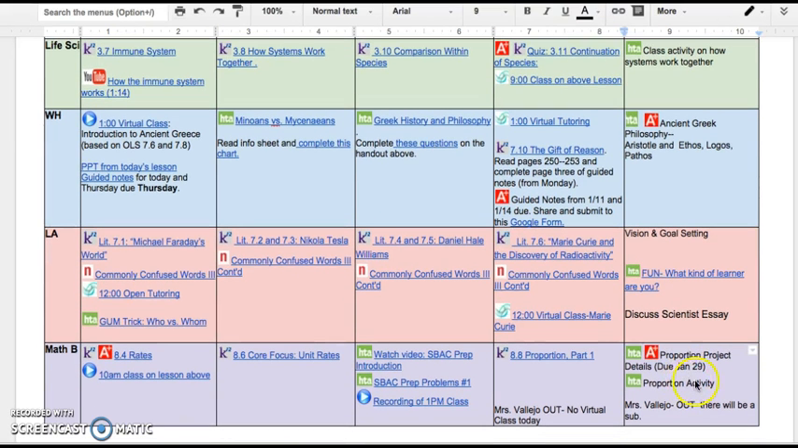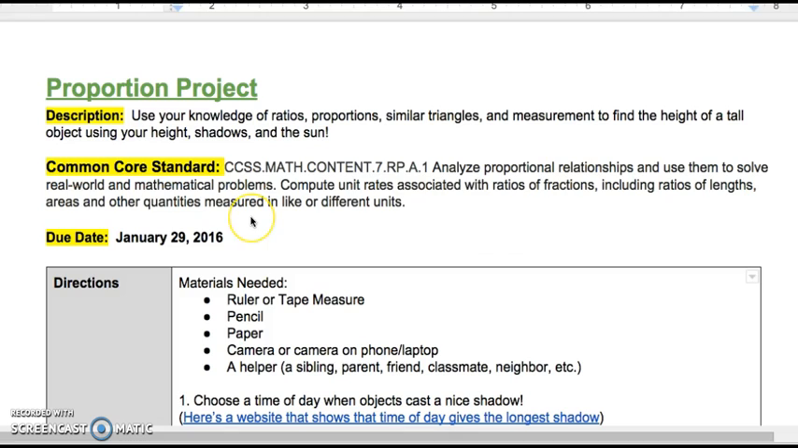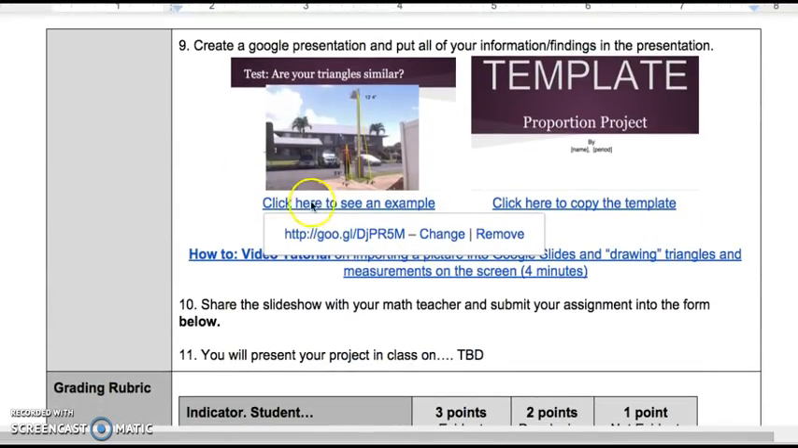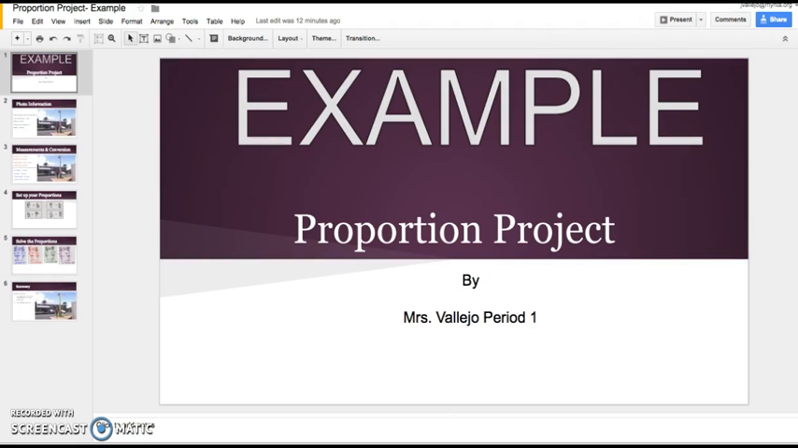So you may have seen it on the daily plan for today, and when you click on the link it should take you to the directions. Now before I go over the directions, I actually want you to see the project itself. So let me scroll to an example of the project, and here is an example of what you'll be doing.